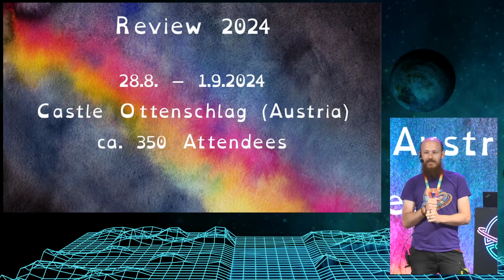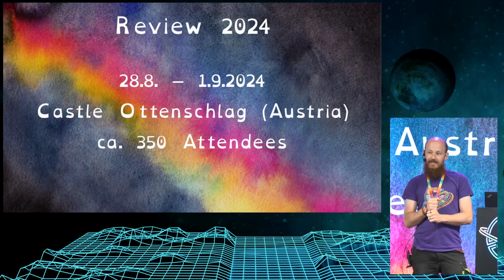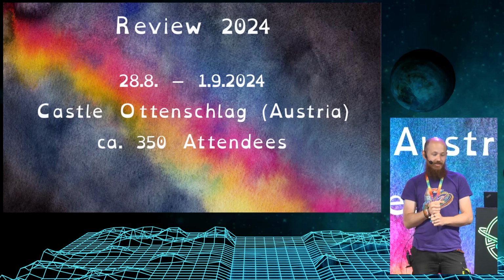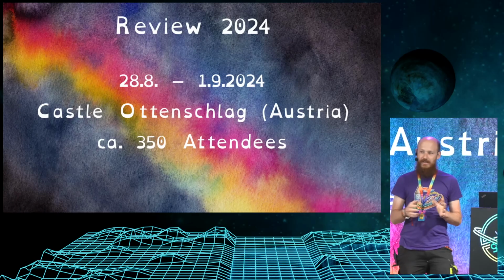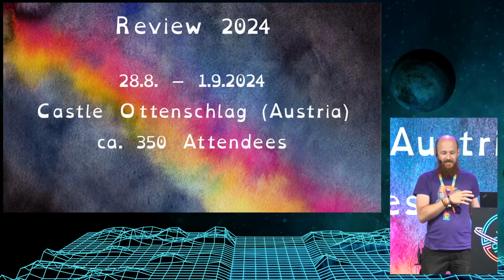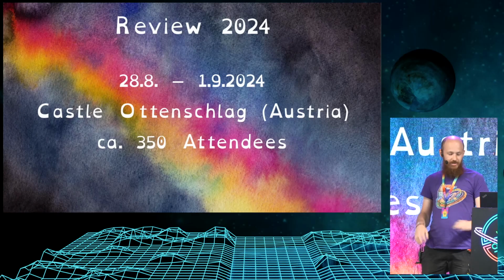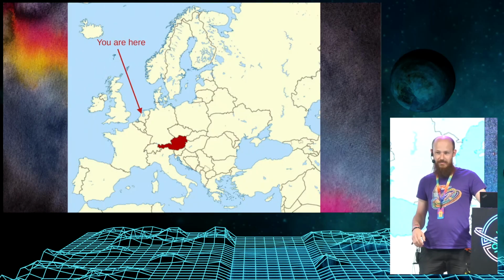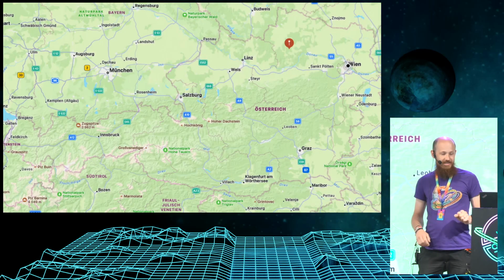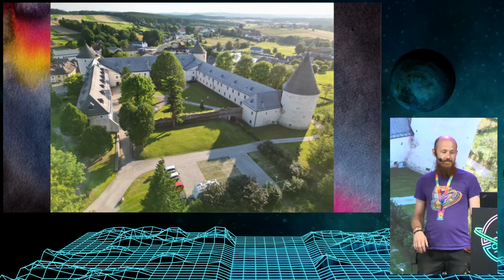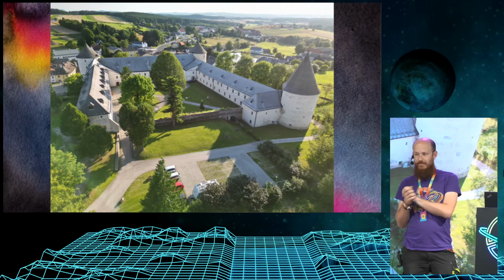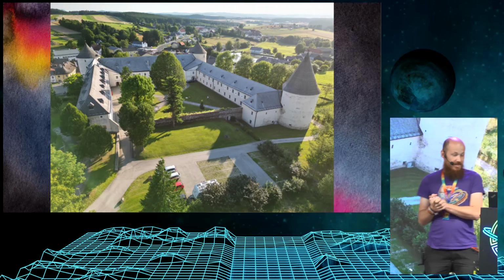So this was at the end of August last year. We had a castle, an actual real castle in Ottenschlag, which is a small town somewhere in rural Austria. We had about 350 attendees, so 10% of this camp's size. If you don't know where Ottenschlag is, Austria is about here, and Ottenschlag in Austria is about there, so right in the middle of nowhere. But the castle is amazing, as it looks like that. It was a really beautiful castle.